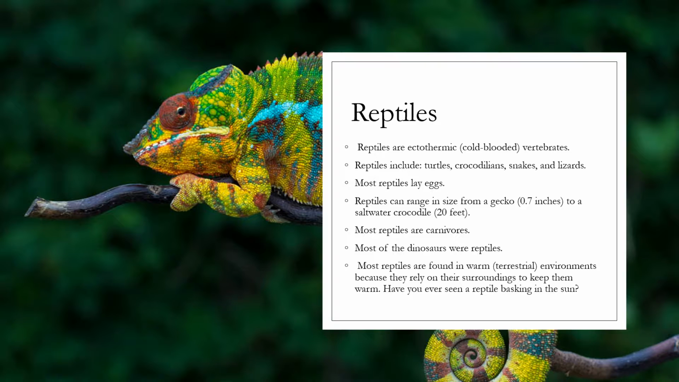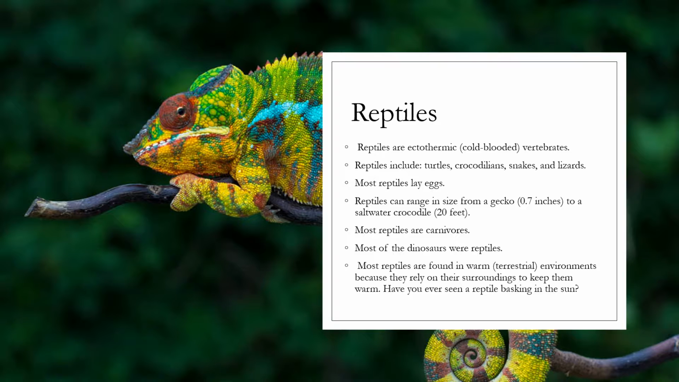Reptiles. Reptiles are cold-blooded vertebrates. Reptiles include turtles, crocodilians, which means crocodiles and alligators, snakes, and lizards. Most reptiles lay eggs. Reptiles can range in size from a gecko, which is not even an inch long, to a saltwater crocodile, which can be over 20 feet long.